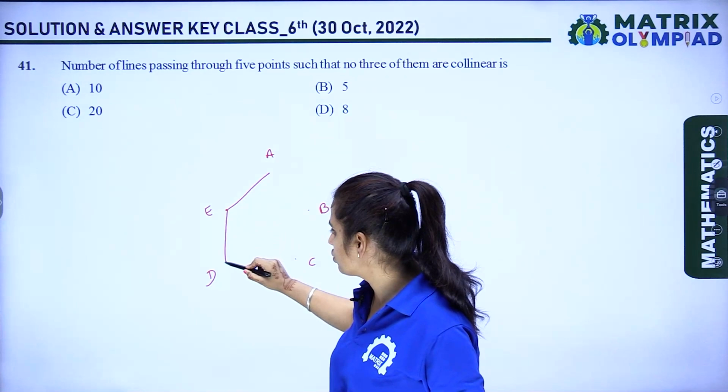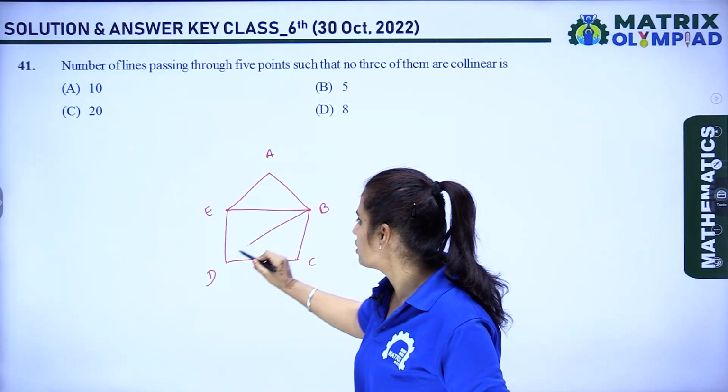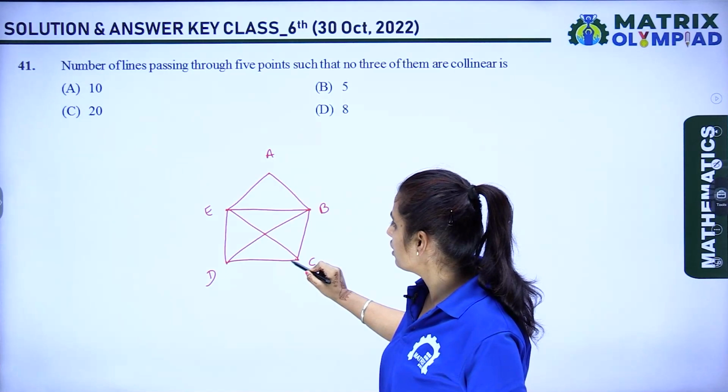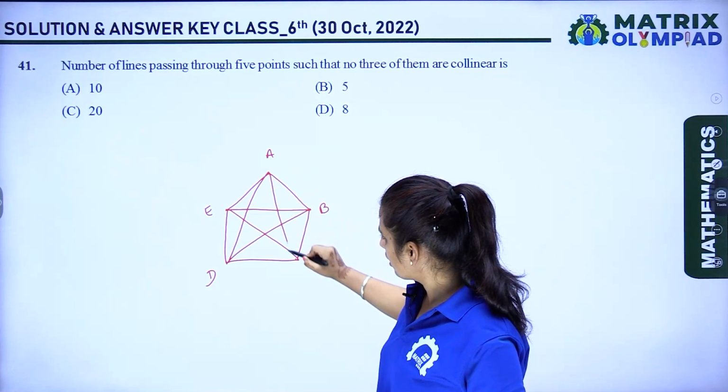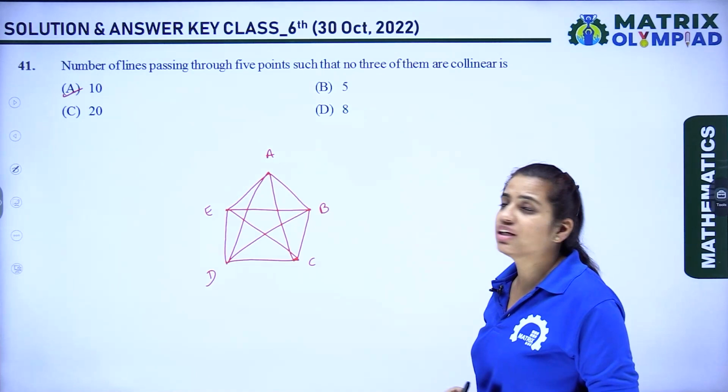1, this is 2, 3, 4, 5, 6, 7, 8, 9 and this is 10. So option A is the correct answer, as there are a total of 10 lines passing through these 5 points.